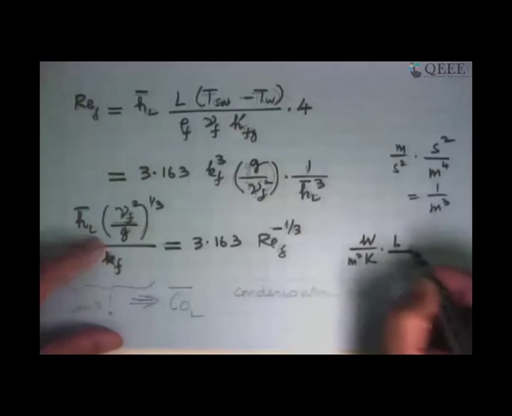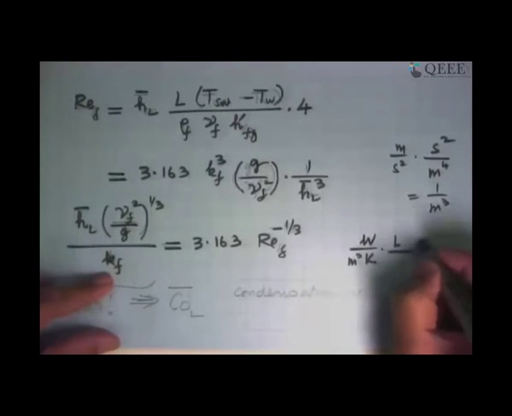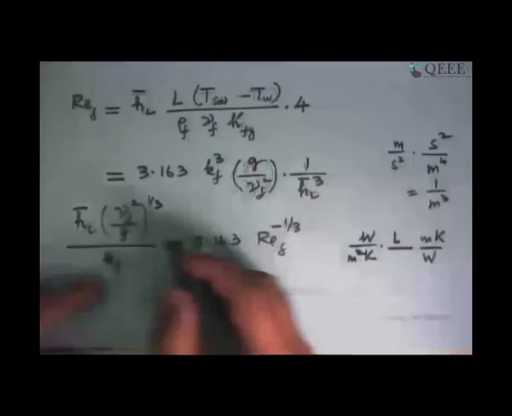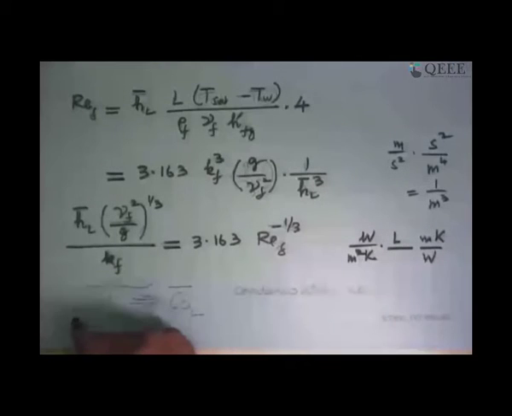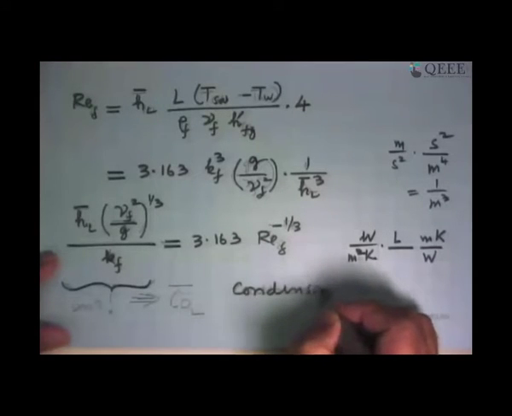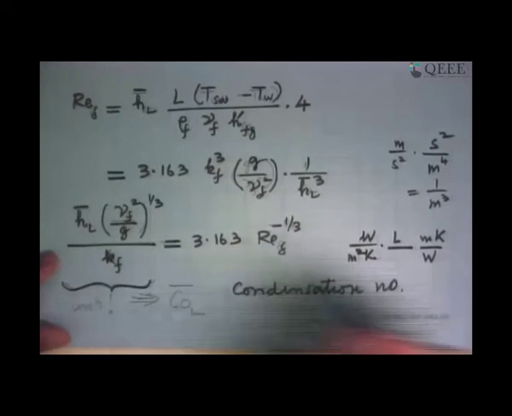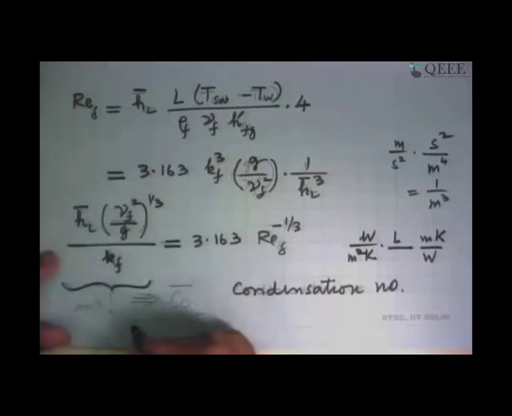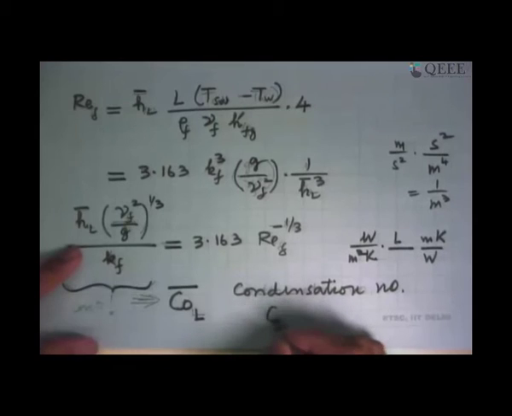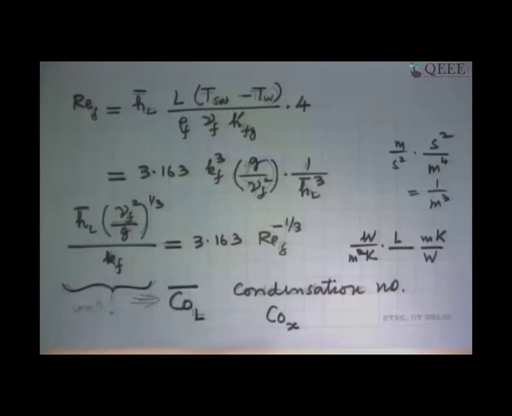This is L divided by k, which is watts per meter Kelvin. This is meter square. So everything goes off, and this whole thing is a non-dimensional number. That is a nice thing that came out, and we say that this entire thing is defined as a new number, a condensation number, and because we are dealing with the average heat transfer coefficient, we'll call it Co for L, the average. If you are looking at only a local number, it will be Co with a subscript x.